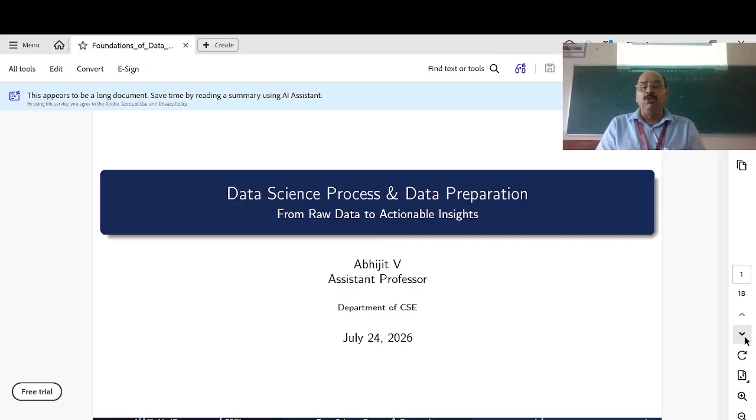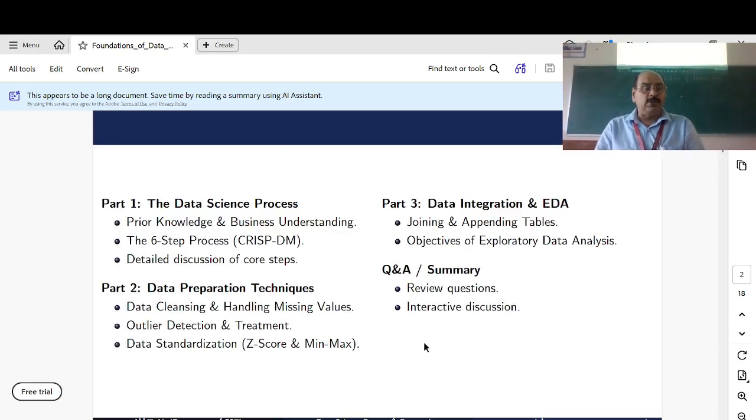So let me begin as usual with the outline of today's class. We'll begin our session with the data science process. We'll try to know the definition of what is meant by prior knowledge, what is meant by business understanding, what are the steps involved in the data science process, and a detailed discussion of the core steps: how you really create data that can be really useful.